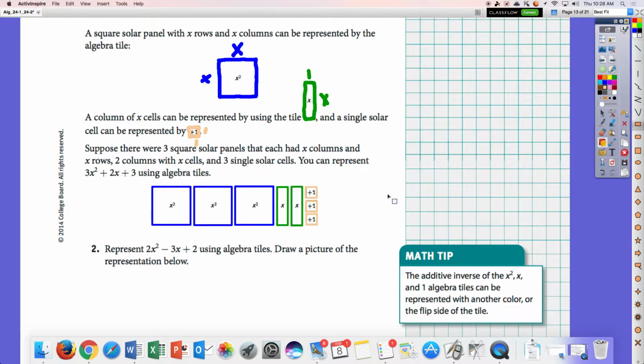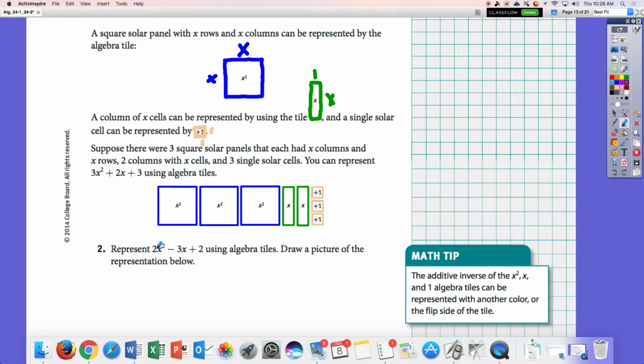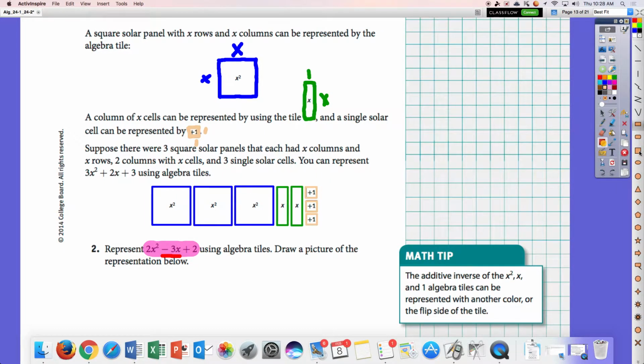Now, first, use your algebra tiles on your desk to represent the polynomial below. So our question is to represent 2x squared minus 3x plus 2. Now, one thing I want you to pay attention to, minus 3x. On your algebra tiles, you'll notice that on each one of them, one side is red. This is a side that represents a negative.